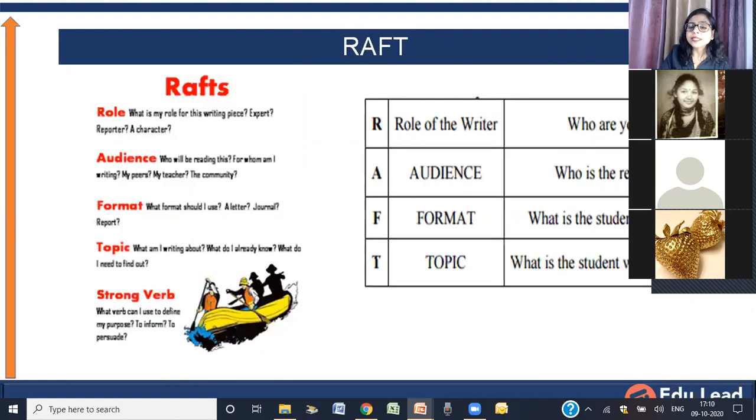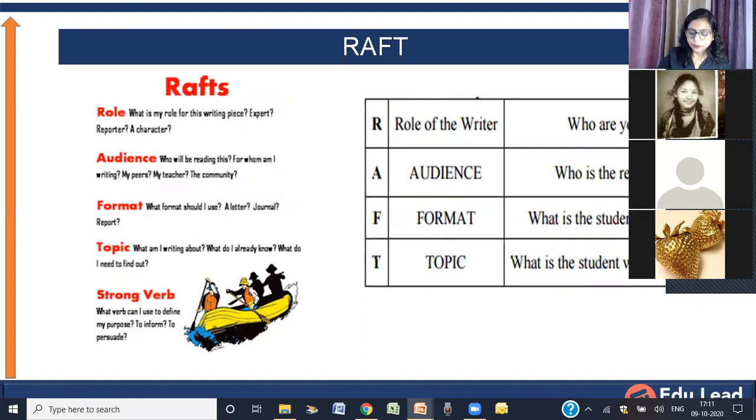Another thing which you can do inside the class, which is very good for differentiation, is an activity called RAFT. It's an interdisciplinary activity, and it has English as a part of the activity and any other subject. In this, you ask your child to assume himself or herself as something while writing, to assume that there is an audience, and you also provide the format in which something has to be written. The topic will be provided, and there is also a strong verb, which means whatever he or she is writing should have some kind of strong emotion in it.